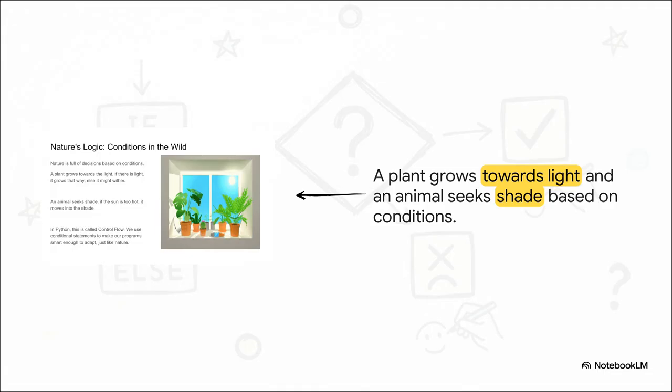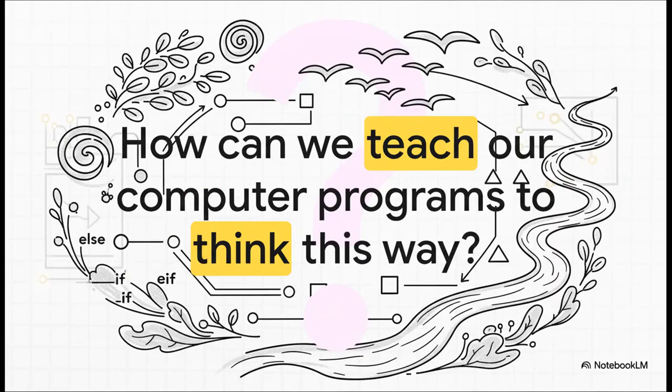You can think of this as nature's logic. I mean, a plant doesn't sit there and think about it, but it responds, right? If there's light, it grows that way. If it's too hot, an animal finds some shade. These are really simple conditional rules that, when you put them all together, create these incredibly complex and, frankly, intelligent behaviors. So that's the big question, isn't it? How do we take this beautiful, simple, yet super powerful logic and actually build it into our code? How do we get our programs to be adaptive, responsive, and, well, to be smart?